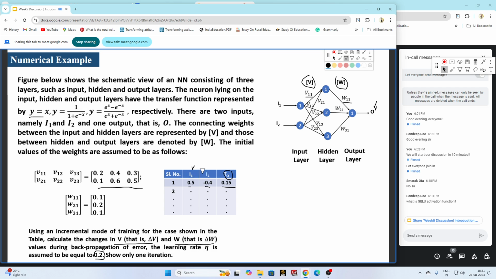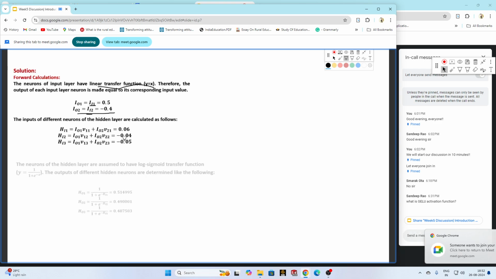I think it is very much clear. You have two inputs, right? I1 and I2. So this is on the input side. I1 and I2 you already have. Now what will be your IO1? IO1 will be determined by this function. And as this function is y equals x, IO1 will be equal to I1. So that is only written.